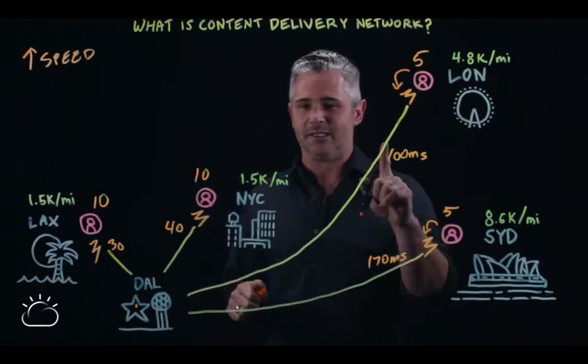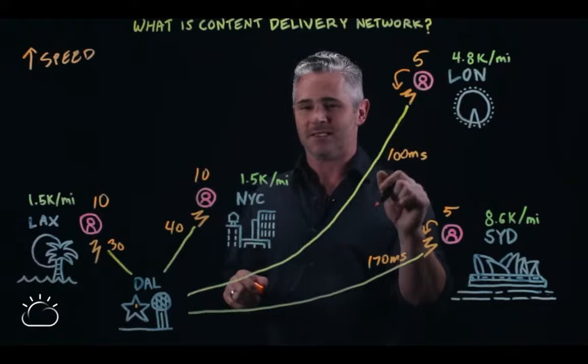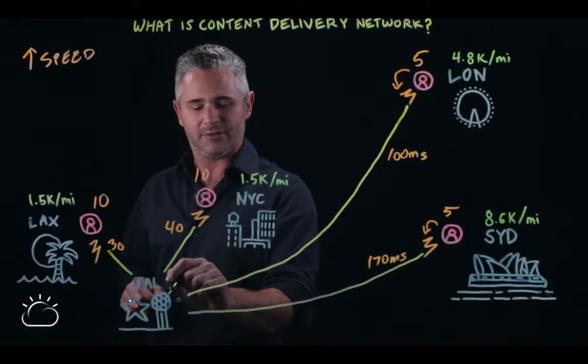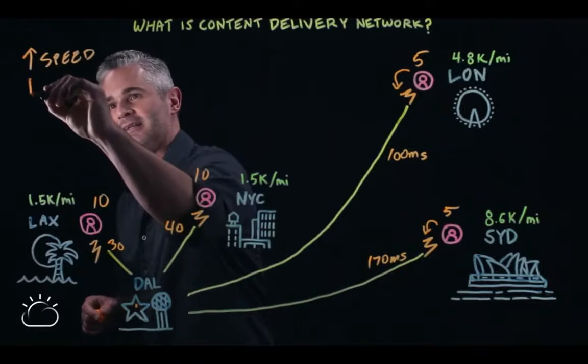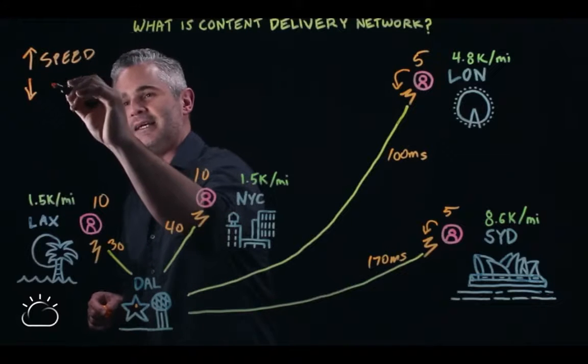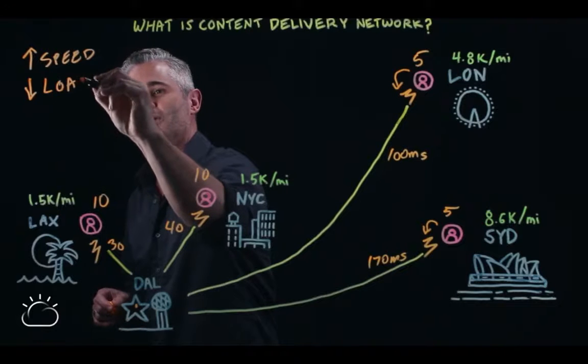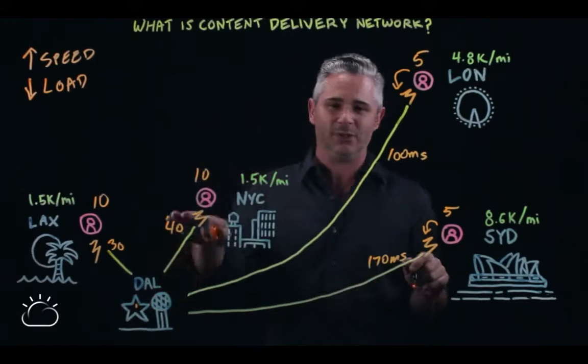But what you're not seeing here is an indirect benefit, which is the reduction in the amount of traffic that actually hits the Dallas server. So the indirect benefit is that you see a reduction in the load, or a reduction in the amount of capacity that you need in Dallas.